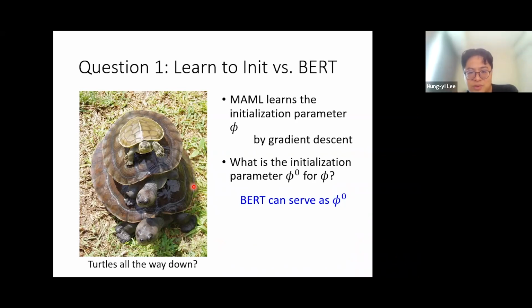Because if you want to train MAML, you want to learn an initialized parameter, you also need the initialization of the initialized parameter. To learn phi by gradient descent, you also need phi 0. Then where does phi 0 come from? You can find that lots of papers consider BERT as phi 0. So you use BERT to initialize your parameters. Then you use MAML to fine-tune from phi 0. Hopefully you can get even better performance than simply applying self-supervised learning. So you can consider that MAML is the first turtle and BERT is the turtle under MAML.